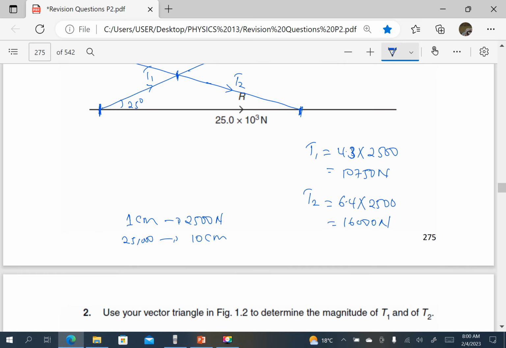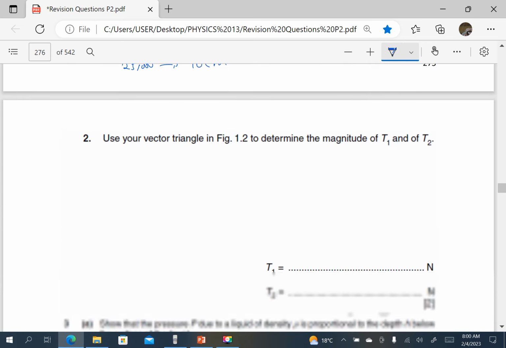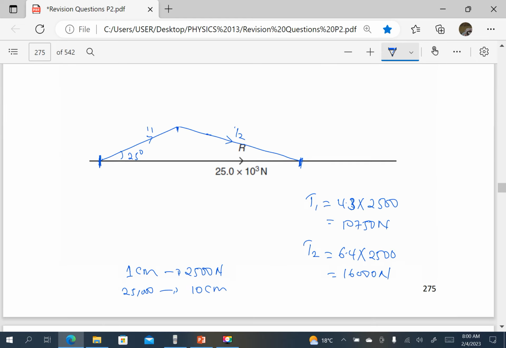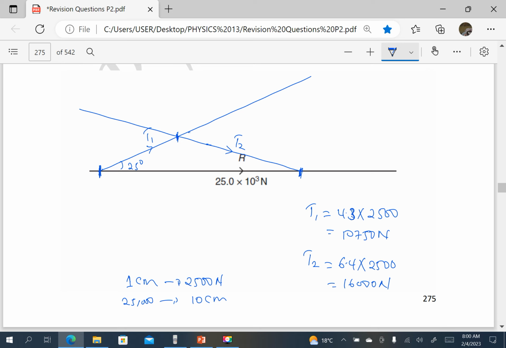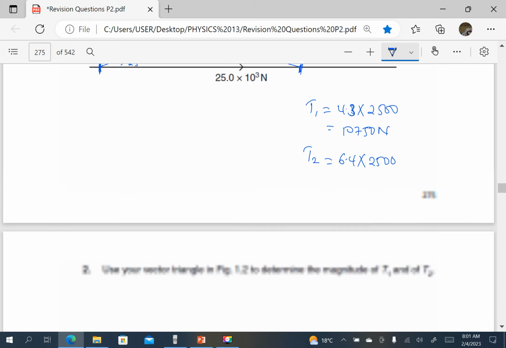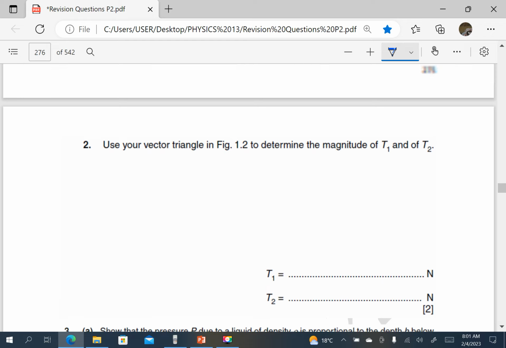So that was using a scale diagram. Because I know the next part of the question wants T1 and T2, you can just get them from the scale diagram. In other words, I took advantage of this part where they told us to draw a vector triangle, and I drew a vector triangle to scale. However, in the space provided here, I'm simply going to resolve.